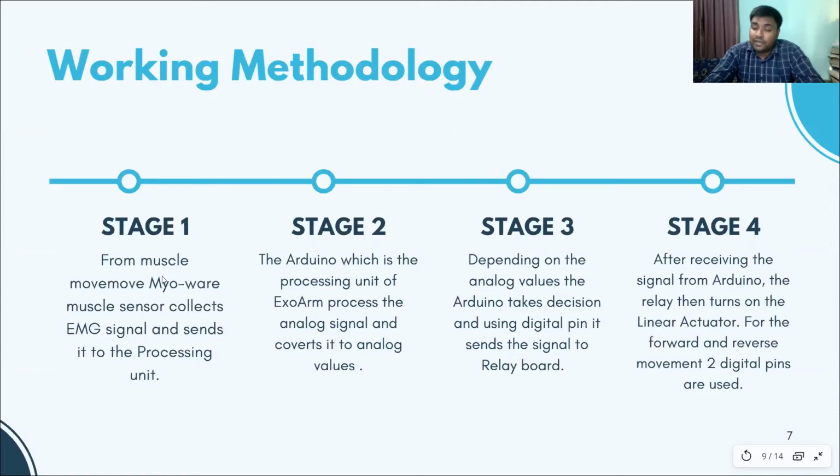That means on the Arduino Uno, 2 data pins are going to 2 relay boards, and from these 2 relay boards, depending on the command from the Arduino, if relay 1 is activated, then the linear actuator goes forward and our arm extends. When the command comes to relay board 2, then relay 2 is activated, and the linear actuator goes in the reverse direction.